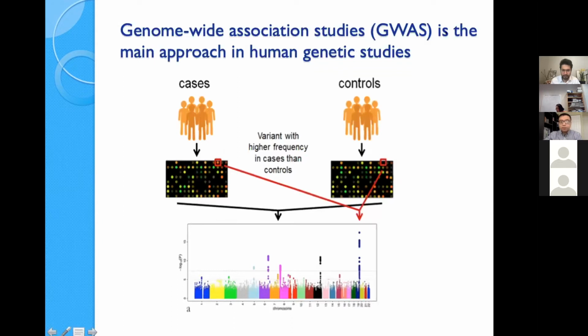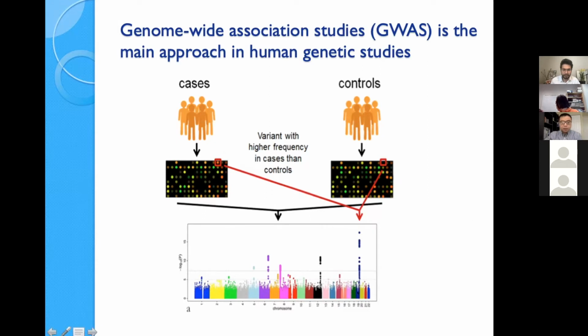So hopefully that motivates, gives you some idea why we do these studies. The main approach to map the genetic variants of disease is called genome-wide association studies. This slide gives you some idea of how GWAS is conducted.